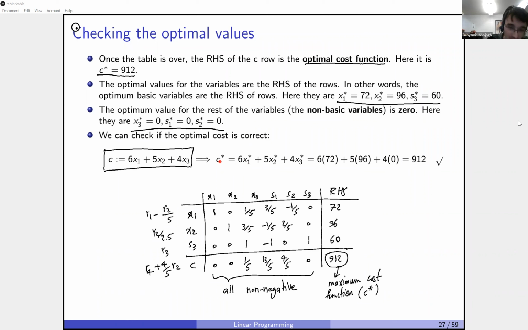So 6 X1 star, 5 X2 star, plus 4 X3 star. And what was X1 star that we found? 72. What was X2 star? Was 96. What was X3 star? Which was 0, because X3 was a non-basic variable. So if you calculate this, it becomes 912. Exactly what we had found for C star here. Correct. So we can check whether we solved it correctly or not. Did you understand it? Is it clear so far? Okay, great.